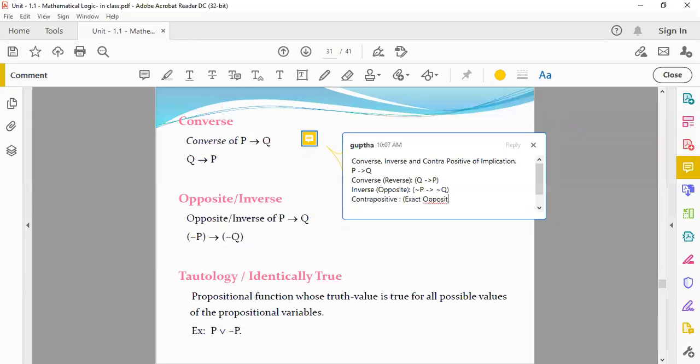Sir, negation Q implies negation P. Yes, sir. It's an exact opposite to the converse. Very good answer. What is an exact opposite of converse? So already we know that it is negation Q implies negation P.